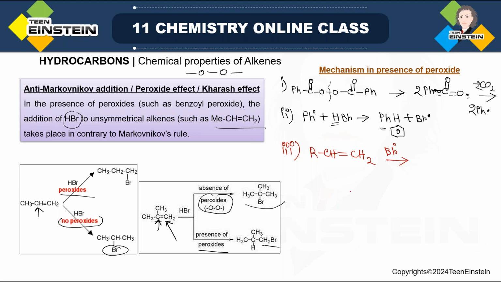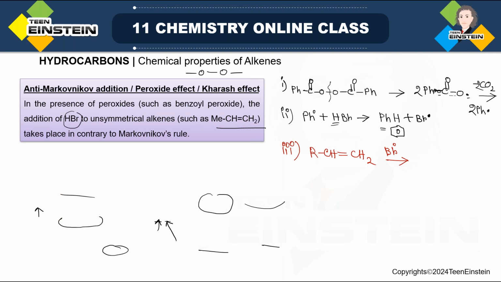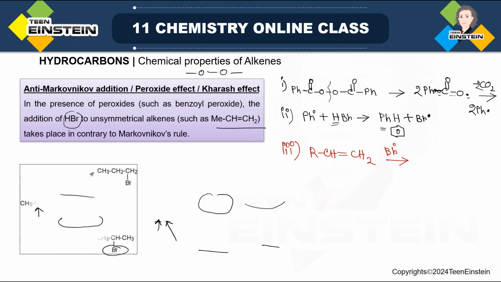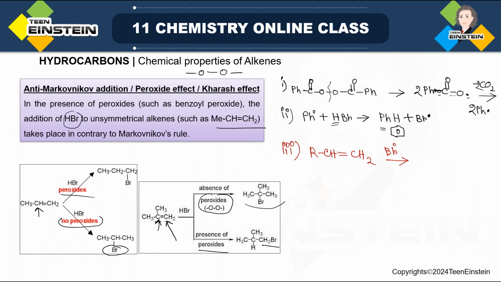Remember the mechanism that we have seen in the previous slide? Just have a look. Here we have seen the first step is the H of HX is added to the C=C double bond. In the second step, X is added, but now it is something different. Now what is happening? Br dot is attached to one of these C=C carbons first. After that, H will be attached.